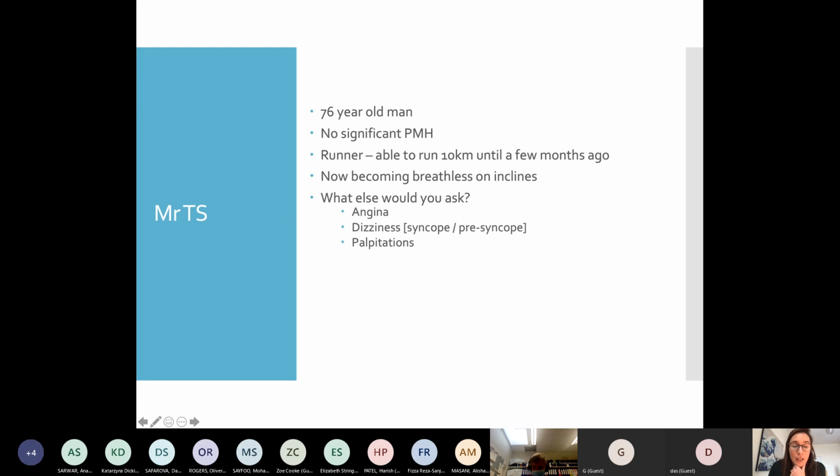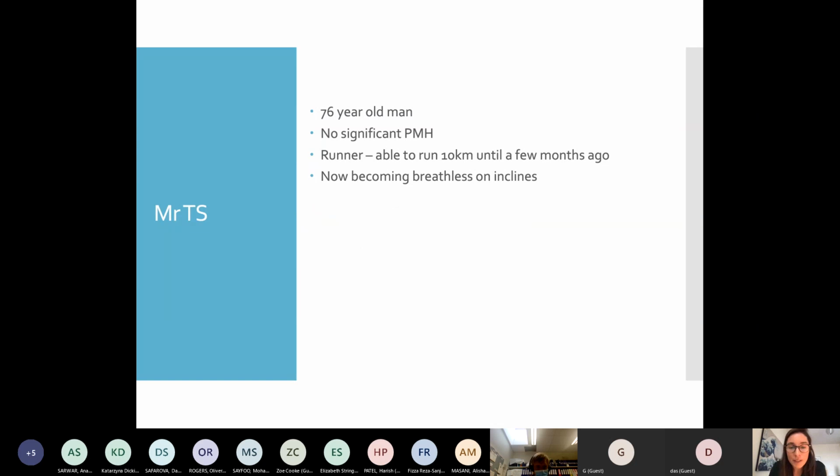So you want to ask a bit about his breathlessness. Is he just breathless on exertion? Is he getting breathless at night? So is he getting any paroxysmal nocturnal dyspnea or orthopnea? Is he having to prop himself up in bed? And then, as this is a talk about aortic stenosis, you need to think about other symptoms of aortic stenosis.